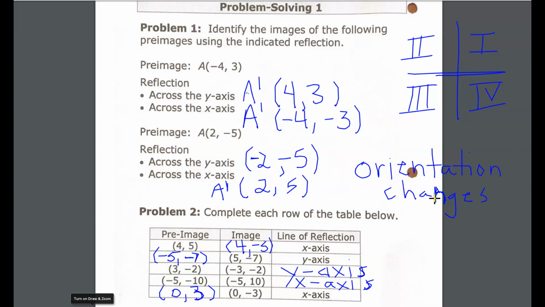but when you get into high school, you might have to reflect a figure over a line.